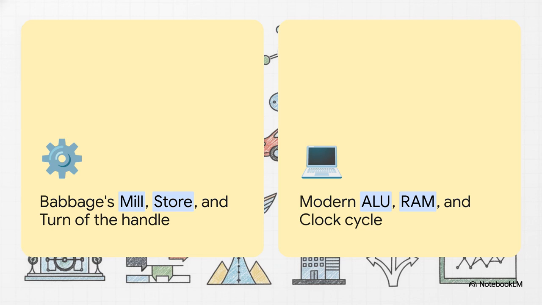It maps perfectly. Babbage's design had a component he called the mill, which functions exactly like a modern CPU's arithmetic logic unit. He had the store, which is exactly what we call RAM today. And every physical turn of the handle on his machine, that was literally the 19th century equivalent of a modern CPU clock cycle. The entire conceptual architecture was already right there.